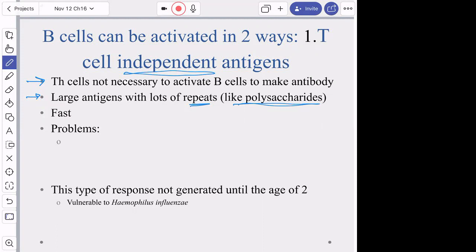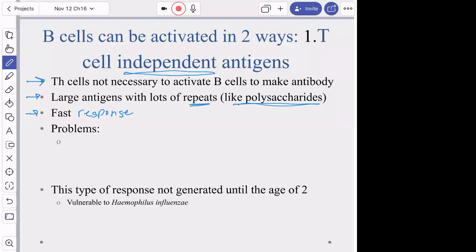The nice thing about these kind of antigens, I guess, in terms of our response, is that we're able to quickly mount a response because you don't have to have all this mixing in the lymph nodes and finding, you know, all these different interactions have to happen. It's just the antigen itself activates the B cells. So we get a pretty fast response.